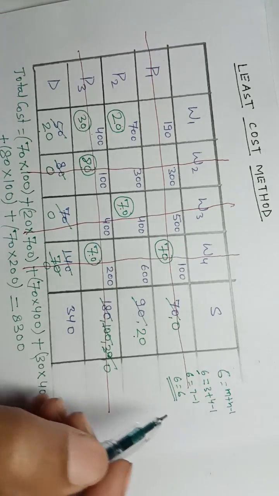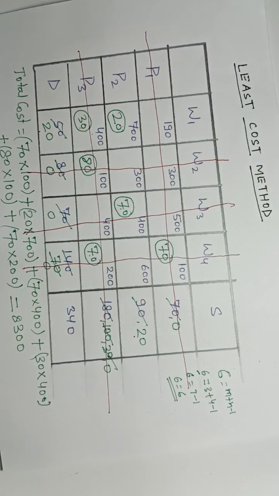If the number of allocated cells is equal to m plus n minus 1, this is an initial basic feasible solution. After that we can proceed to get the optimal solution with the help of the MODI method.